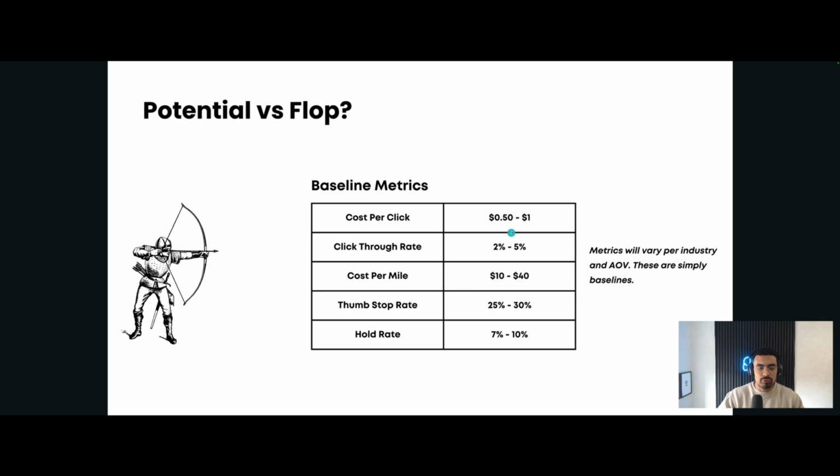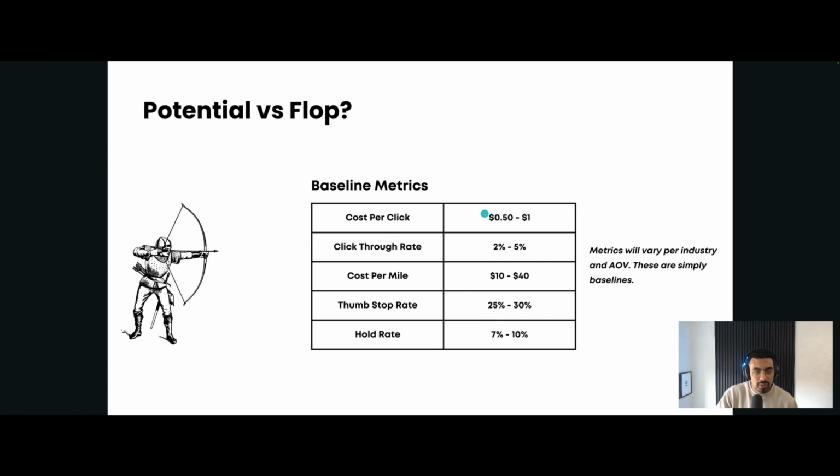And to understand whether it's a flop, these are the baseline metrics, okay? If these are down across the board, just start fresh. If one of these is below baseline, so let's say your thumb stop rate, instead of 25 to 30%, it's 20%, but the rest of your video and all of these metrics are all within baseline, it doesn't then make sense to test a new ad completely. Instead, let's try and fix this one very specific area of the funnel.